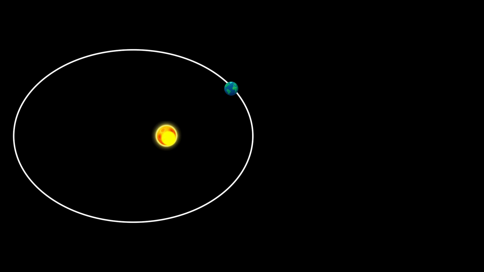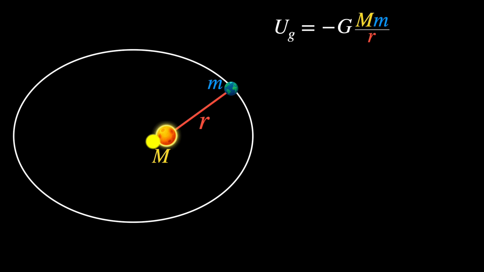First of all, because the planet and the star are interacting gravitationally, there must be some gravitational potential energy. What's the expression for that? Well, the gravitational potential energy between any two masses is given by this expression, where M and m are the masses and r is the distance between them. But wait, why is the gravitational potential energy negative?